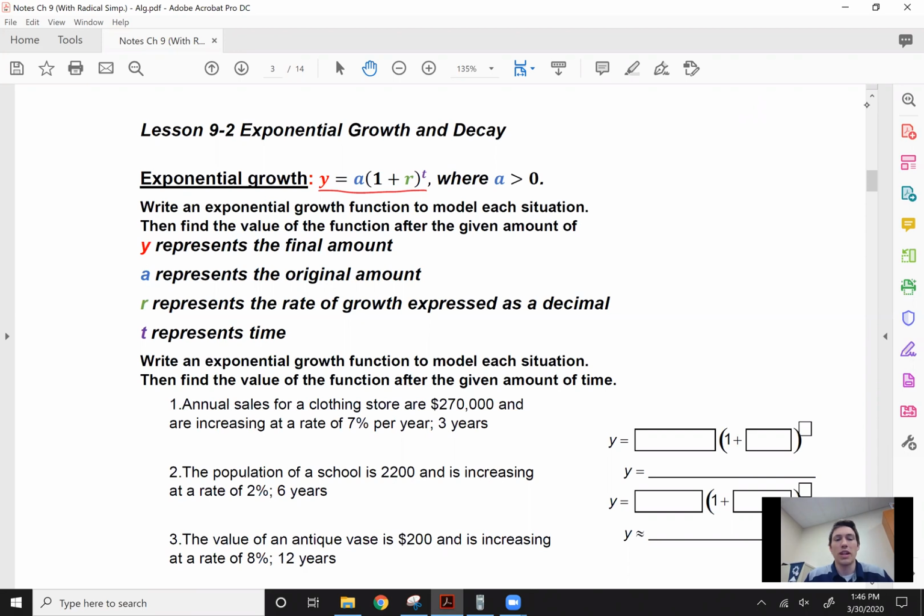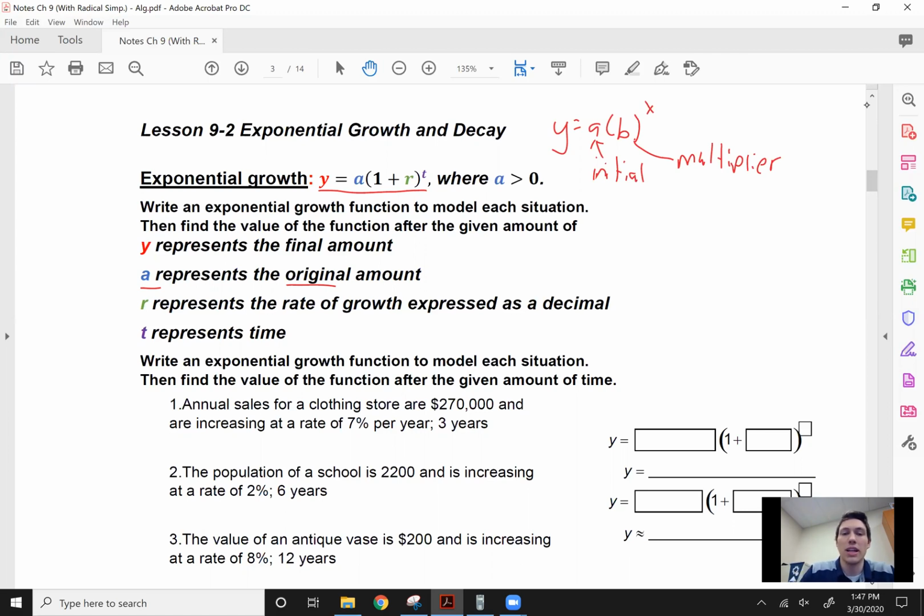So y represents the final amount. A is the original. Just like yesterday, we talked about y equals a and then b to the x. We said a was the initial, where it started. In other words, it's the original, where it started. R represents the rate of growth. So last time we called this the multiplier. This whole thing. R is going to tell us at what rate, essentially, we're multiplying.